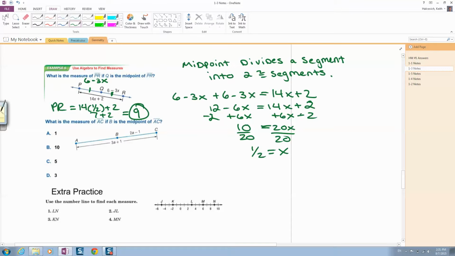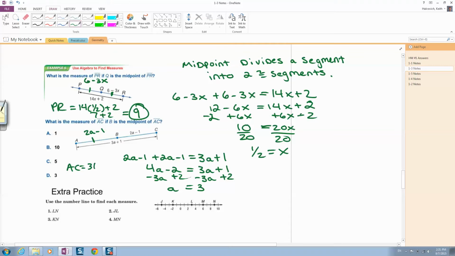So same thing here, using what is the measure of AC if B is the midpoint? So this is going to be 2a minus 1. So 2a minus 1 plus 2a minus 1 is equal to the whole thing of 3a plus 1. So 4a minus 2, when you combine like terms, subtract the 3a, and then add 2. So a is equal to 3. And then to find AC, it's 3 times 3 plus 1. So 9 plus 1 is 10. So it's B.